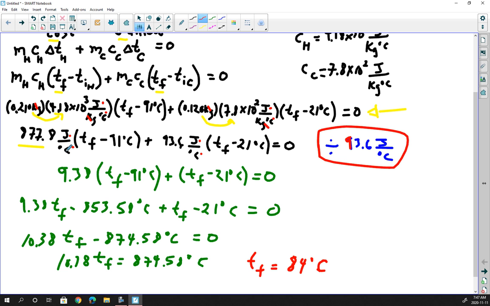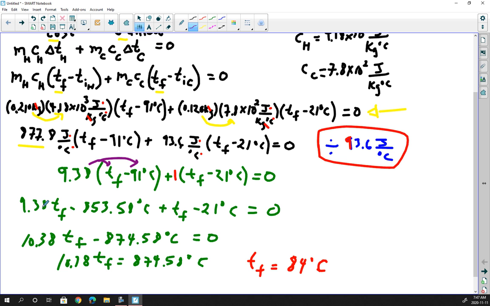Look, joules over degrees Celsius, look here, joules over degrees Celsius. Units cancel out, and when I divide, I get 9.38. The bracket stays the same. And here I'm dividing 93.6 joules per degree Celsius by itself. So it's gone. I mean, there's a 1 there, but nobody writes it. And the bracket stays the same. What am I going to do now? Well, I'm going to do some more distributive multiplication. Multiply into here and multiply into here.